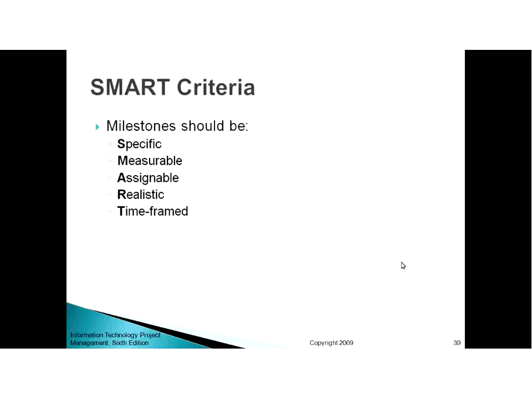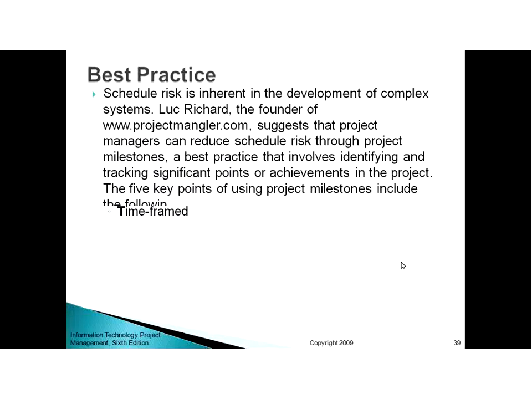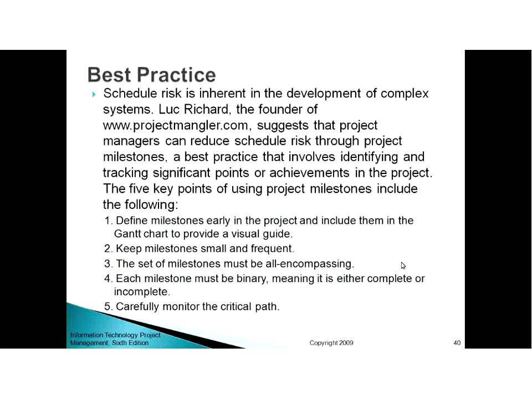Milestones should be specific, measurable, assignable, realistic, and time-framed. You should be able to tell whether you have achieved the milestone or not. It should be measurable, how successfully you have achieved. It should be assignable, that is, who is responsible for it. Is it realistic, and it should be time-framed. These are the best practices to make milestones.